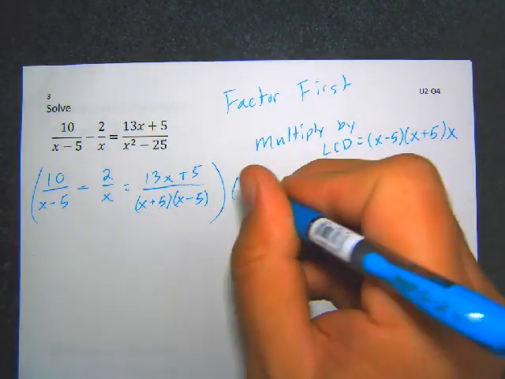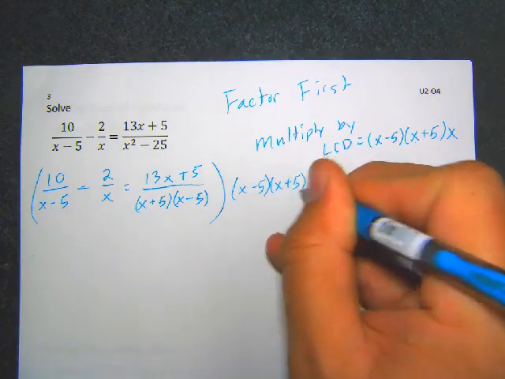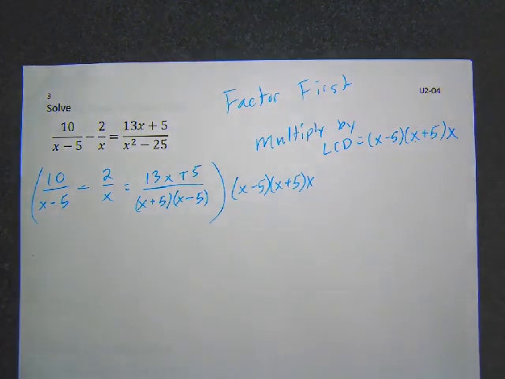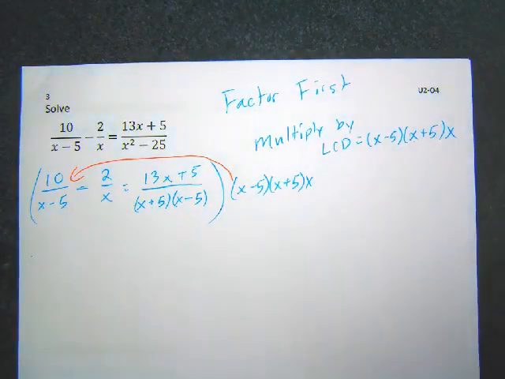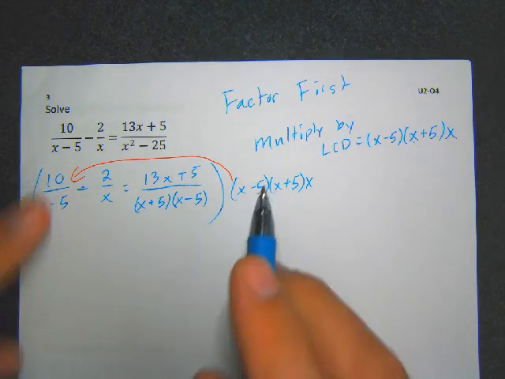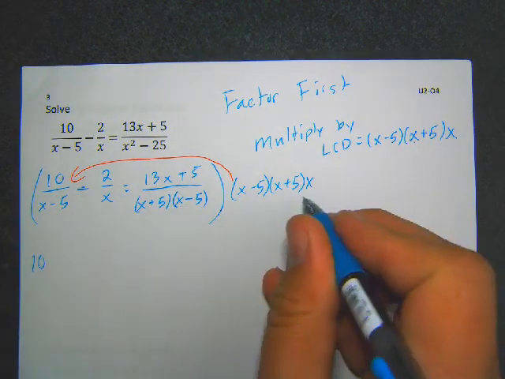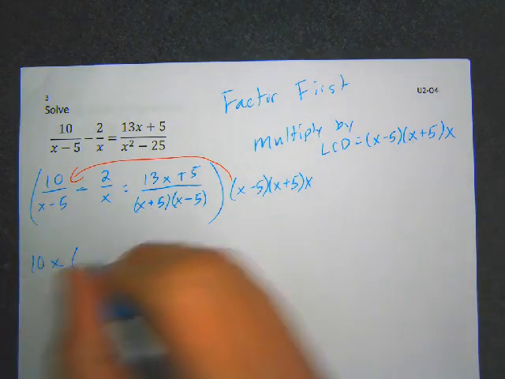So that is what I'm going to multiply everything here by. I'll multiply by x minus 5, x plus 5, and x, all those parts. And again, I'm going to do this to all three parts, and as I go, I'm going to cancel. So this first part, I'm going to look at that and say, oh, there's the x minus 5. That part's going to cancel. So the 10 on top is going to be multiplied by the other parts. When we multiply it by the x, I'm going to put the x in front. I'll put it in the front. And the x plus 5.